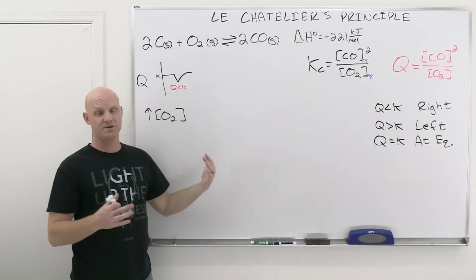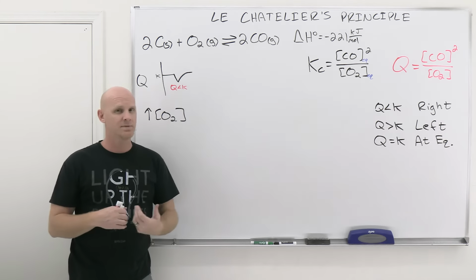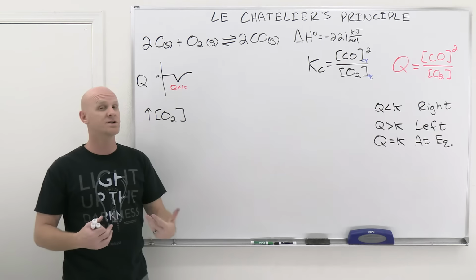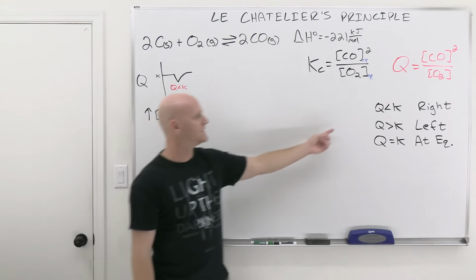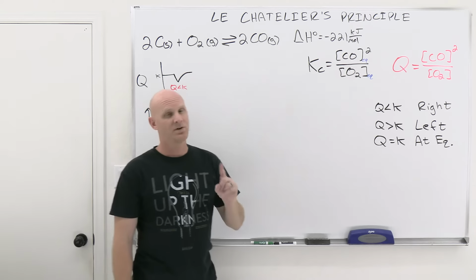You figure out, okay, what we did, how did it affect Q? Did it make Q bigger than K or smaller than K, or did it even change the value of Q? And in our case, it made Q less than K, so it's got to shift right. One way to look at it.